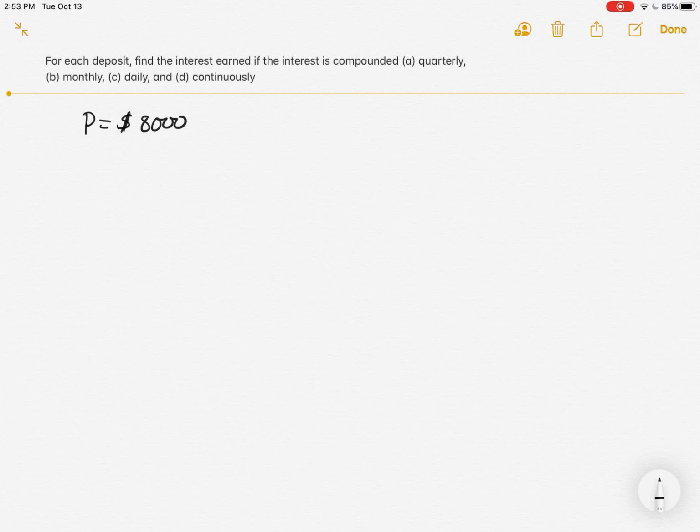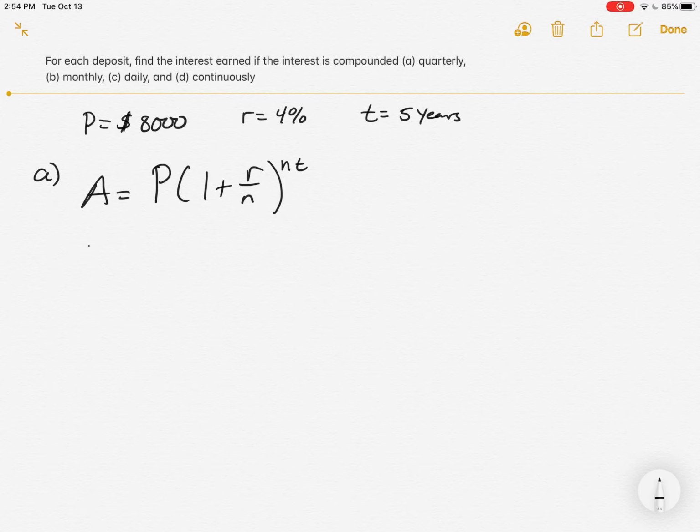So $8,000, let's suppose our interest rate is 4%, and the time that we're leaving it in for is 5 years. Okay, let's do part A. If it's going to be compounded quarterly, I have to use the big formula. A is equal to P times 1 plus R over N to the NT. So if it's compounded quarterly, I'm going to take my 8,000, 1 plus, my interest rate is 4%, so 0.04, divided by quarterly would be 4 times a year.